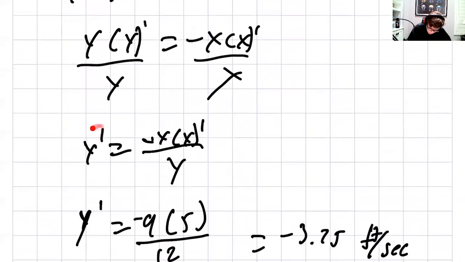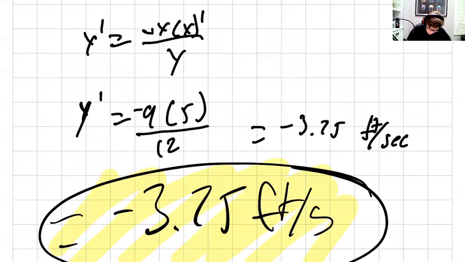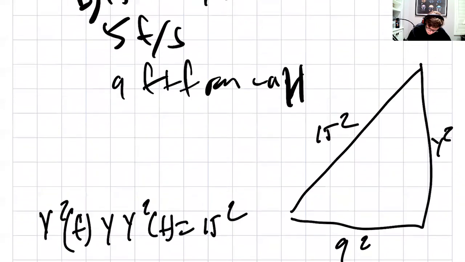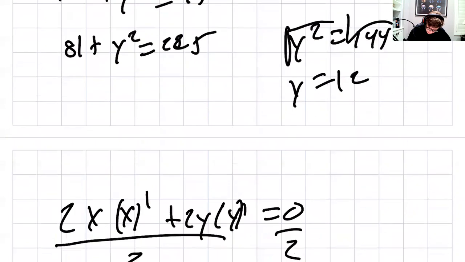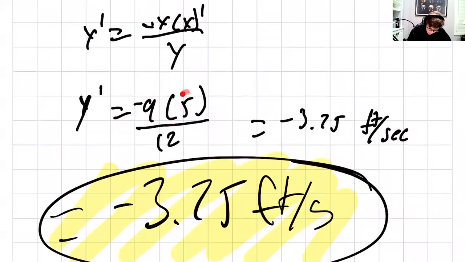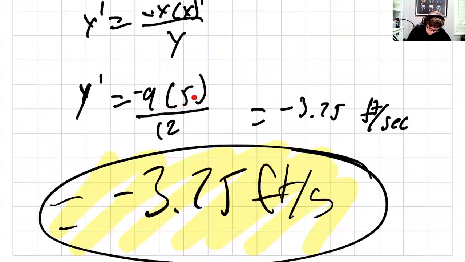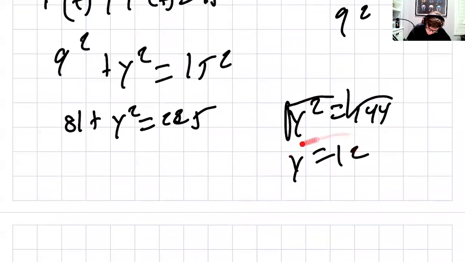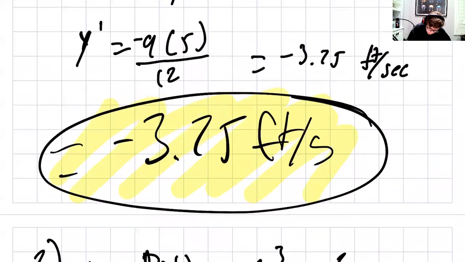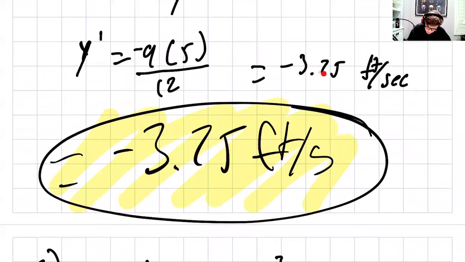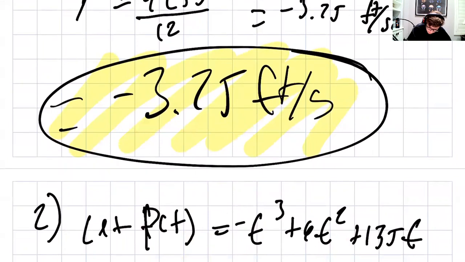So then to find y prime, you need negative x times x prime over y. We have all these values here. The x is going to be the distance from the wall, which is this 9 down here. Then this 5 is how fast the bottom is sliding, so the bottom here is 5 feet per second, and that goes here at this x prime. And the 12 is what we got for y. So when you calculate all those out, you get 3.75 feet per second. You have to make sure it's negative because you're sliding away from the wall, so it's in a backwards direction. So negative 3.75 feet per second.